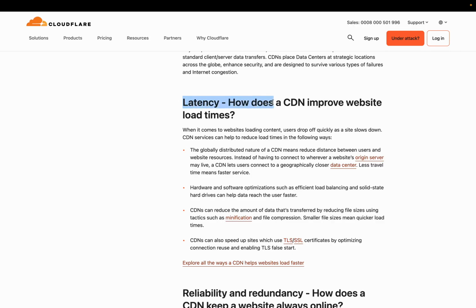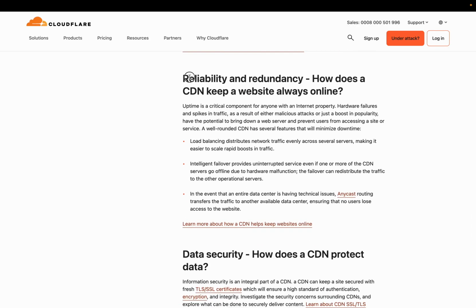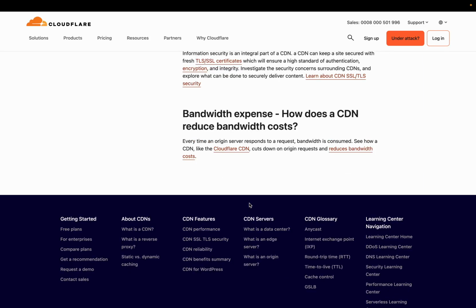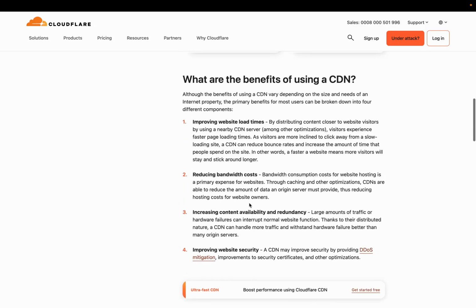Latency is one of them, which we already explained, so load times become much faster. Reliability and redundancy: because CDNs are very well managed by providers like Cloudflare or Akamai, they become very reliable. It can also help you with load balancing. We don't need to go into the details, but it can manage those also. Data security, we already talked about it: it blocks certain kinds of threats from the internet and provides you some security layers, and pretty much standard features.